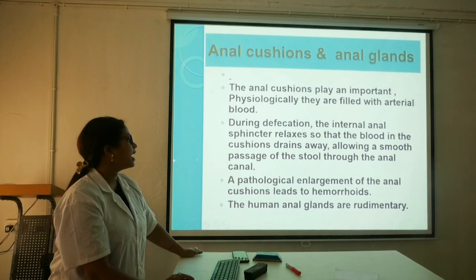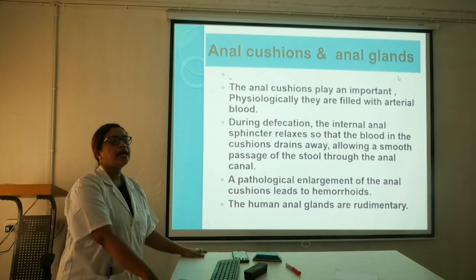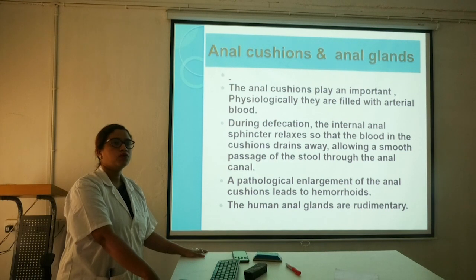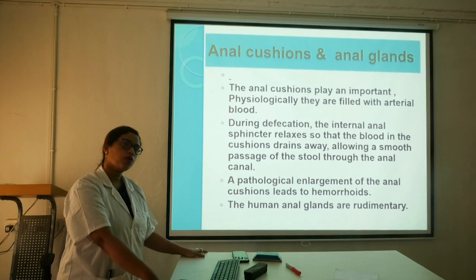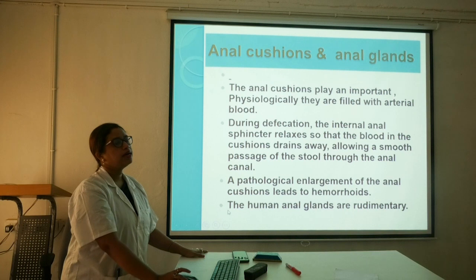And what are the glands? The human anal glands are rudimentary. Okay, they have no function. Okay, so this is all about the anal canal.